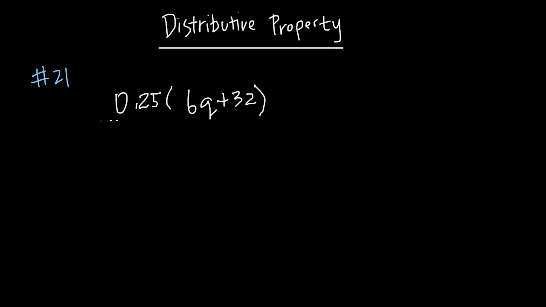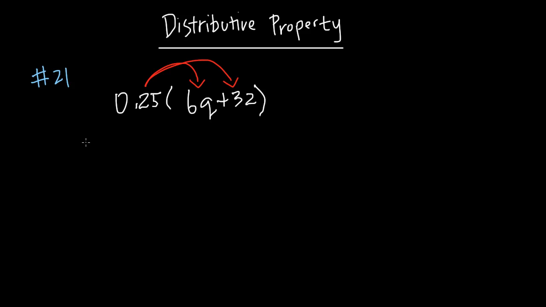What we're going to do is take this 0.25 and distribute it to the 6q, and then we're also going to distribute that to the 32. And again, when we're distributing this to a number or to a coefficient with a variable, all we're doing is multiplying the numbers together and leaving the variable alone, because we don't know the value of it, and so we can just leave it alone.